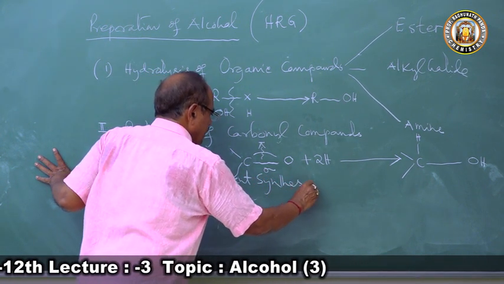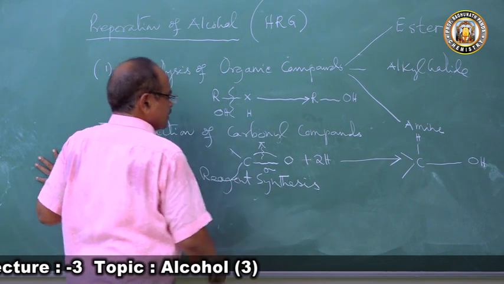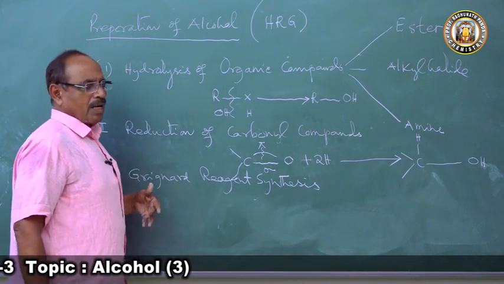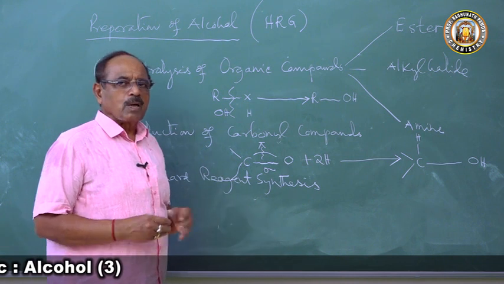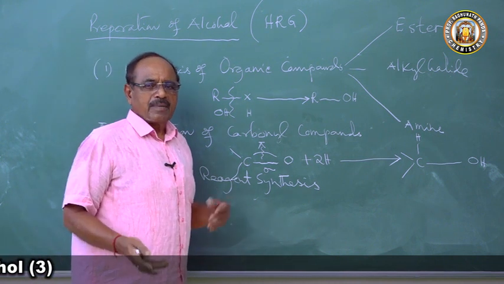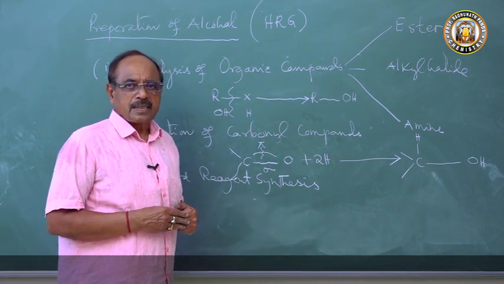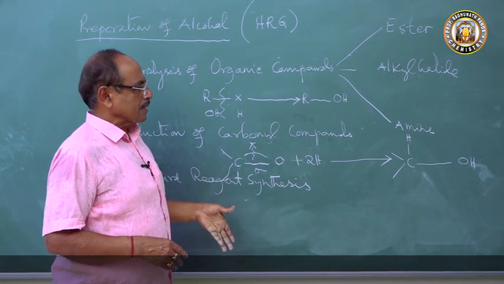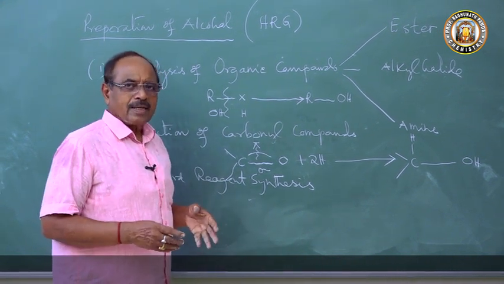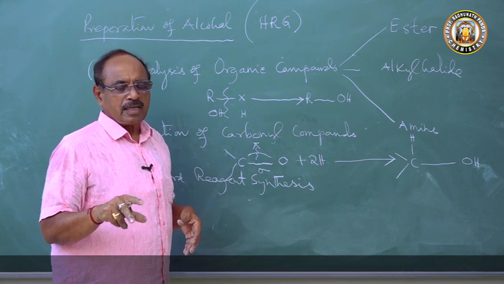So Grignard reagent is a very good synthesizing reagent. Almost all organic compounds, right from the alkane, are prepared by using the Grignard reagent. So these are the 3 general methods. There are other methods also, but we consider the general methods.